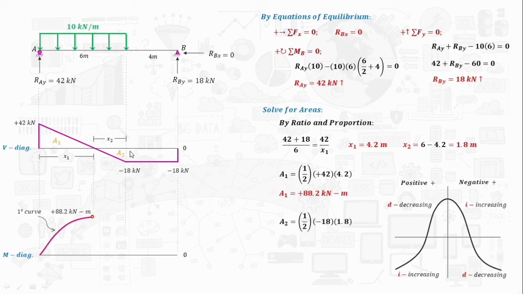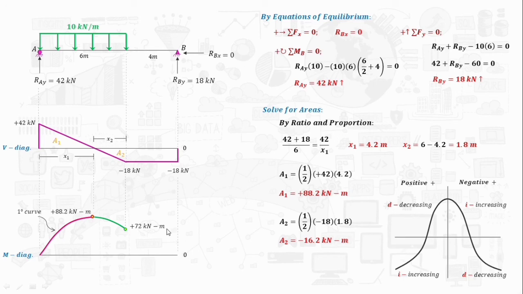So, area 2 is equals to 1/2 base na x2 times height na negative 18 kilonewton. Or 1/2 height times base. Ito siya. So, area 2 is equal to negative 16.2 kilonewton meter. So, from 88.2, bababa ka ngayon ng 16.2. So, 88.2 minus 16.2 is 72 kilonewton meter. Positive 72 kilonewton meter.